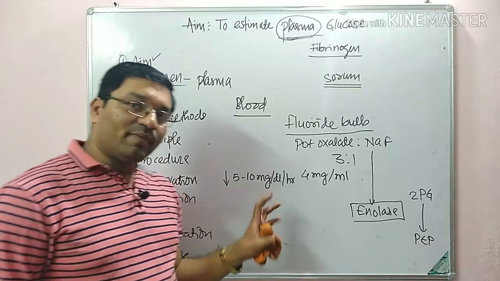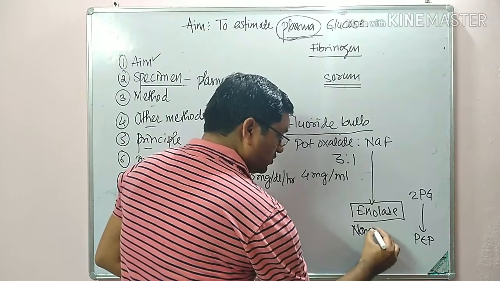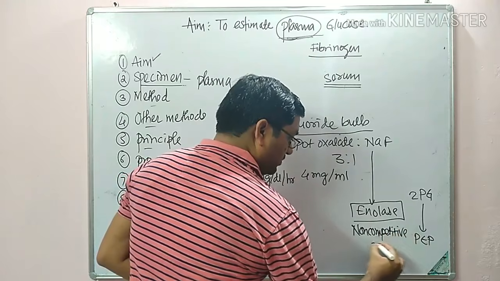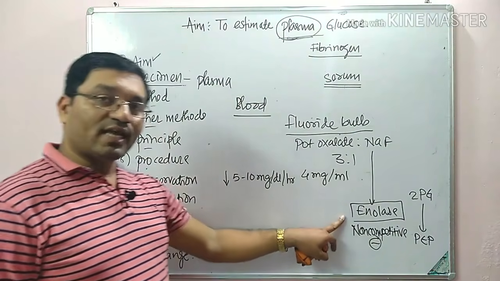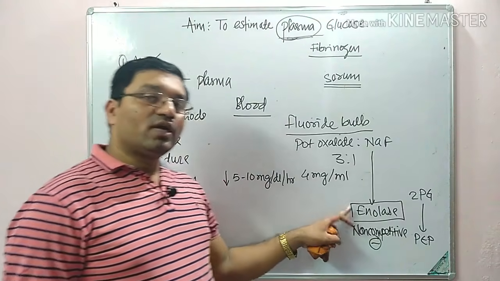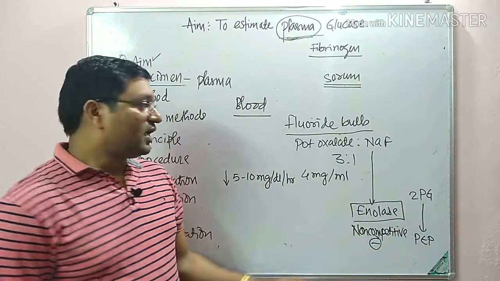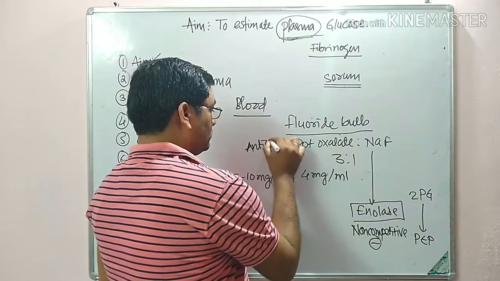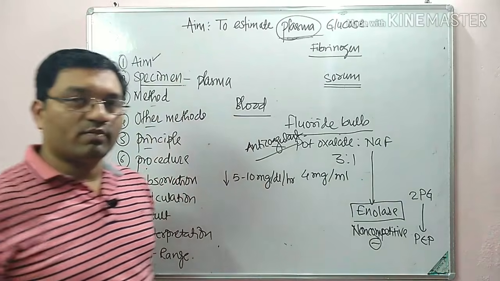Fluoride ions are metal ions. These ions non-competitively inhibit the enzyme enolase and hence glycolysis. As glycolysis is prevented, the sugar level or glucose level will be maintained in the sample. And potassium oxalate is an anticoagulant. So this is the role of the fluoride bulb.